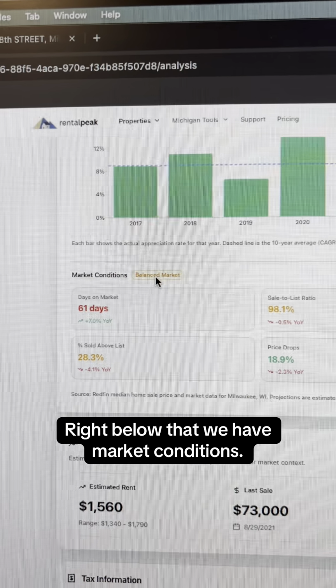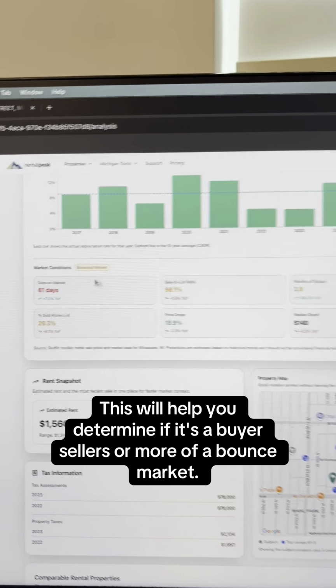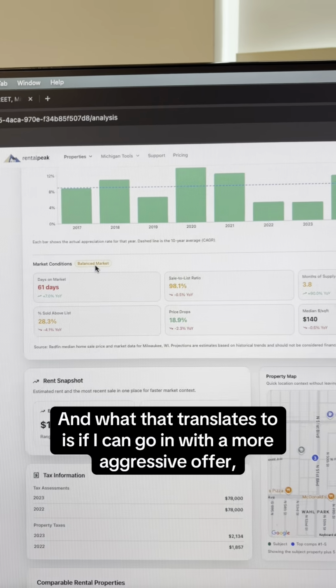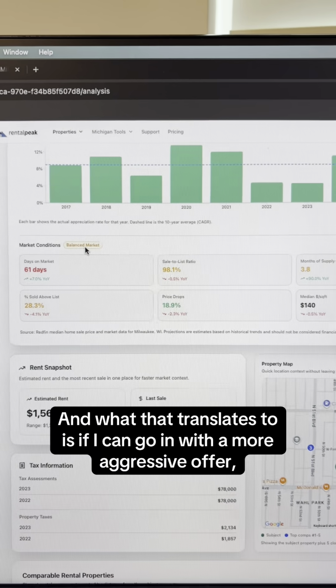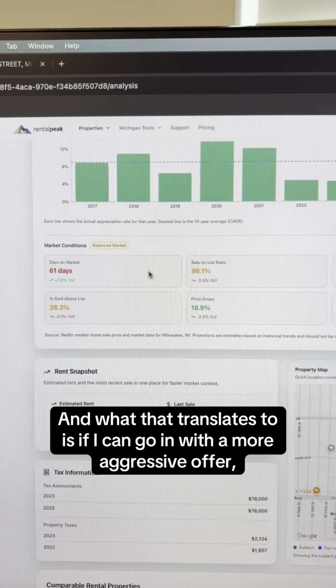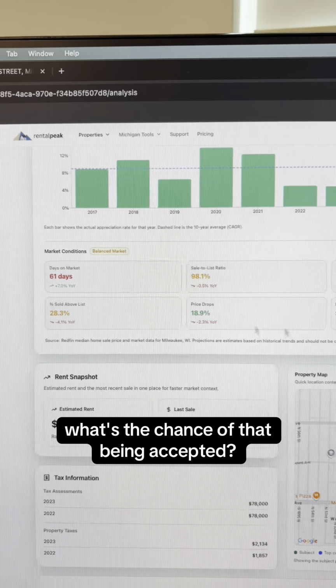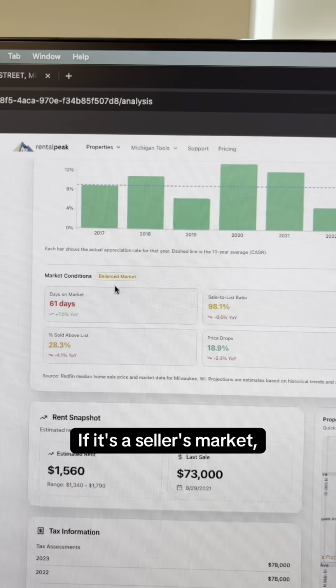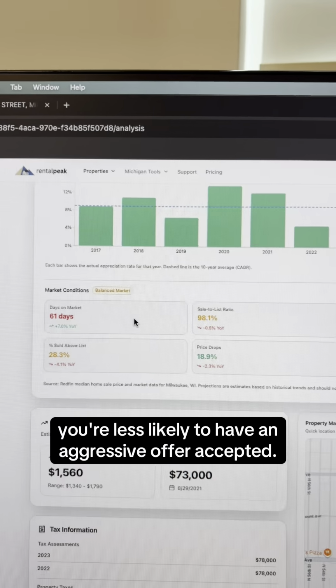Right below that, we have market conditions. This will help you determine if it's a buyer's, seller's, or more of a balanced market. And what that translates to is, if I can go in with a more aggressive offer, which would be a buyer's market, what's the chance of that being accepted? If it's a seller's market, you're less likely to have an aggressive offer accepted.